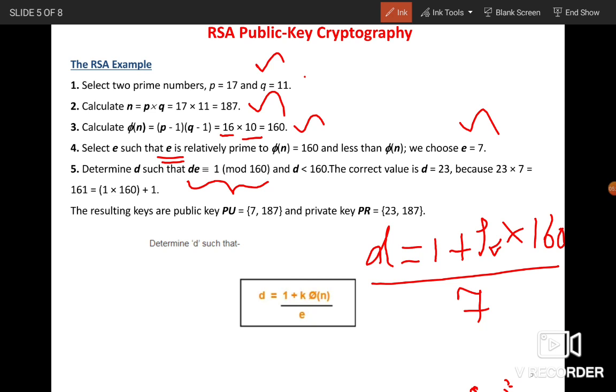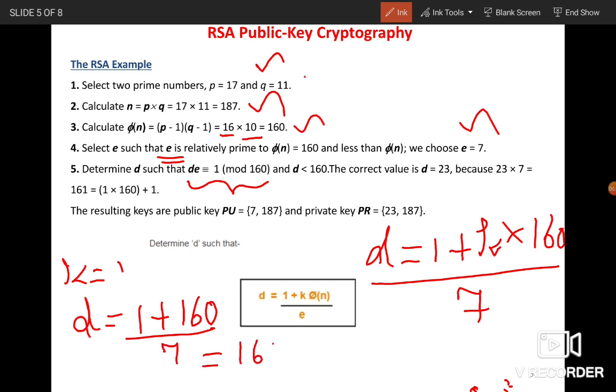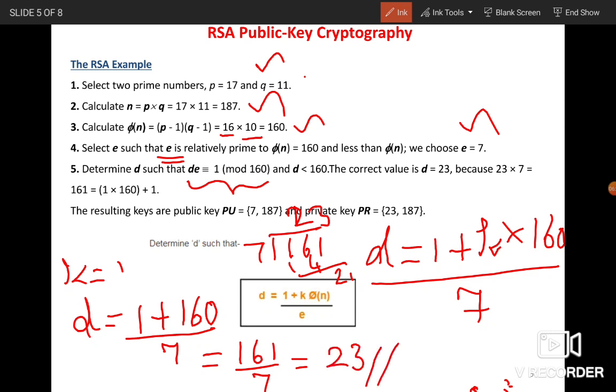Okay, so now first substitute k equal to 1. So d equal to (1 plus 1 times 160) divided by 7. So it is 161 divided by 7. So it is 23. For the first number itself, we get the value of d as a full integer. So you can take d as 23.